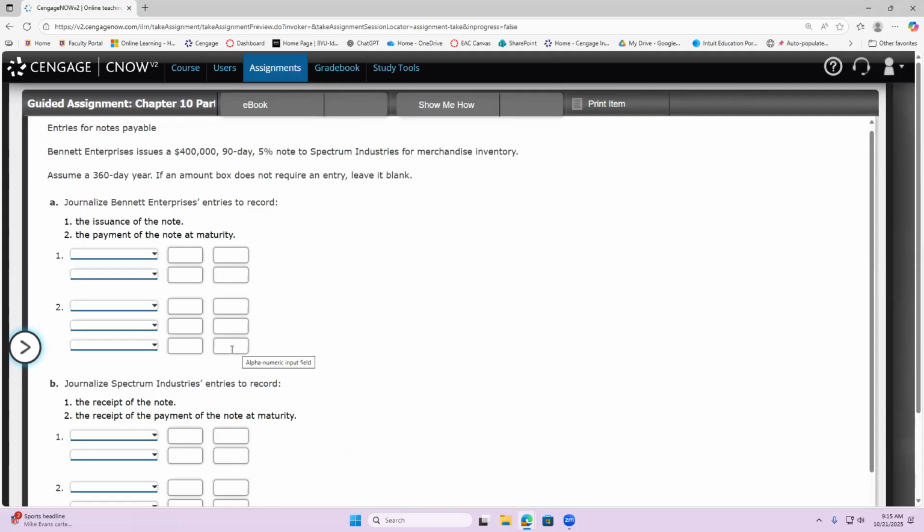All right. So here we go. We have a note payable entry for the Bennett Enterprises Company. They issue a big honking $400,000. That's the technical accounting term, a honking note. $400,000, 90-day, 5% note to Spectrum Industries for merchandise inventory. So it sounds like Spectrum is selling us some inventory, and rather than pay them in cash, we've agreed to pay them in 90 days and pay them 5% interest on it. That's really what that's telling us.